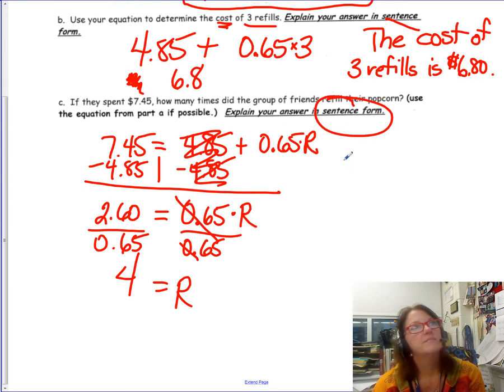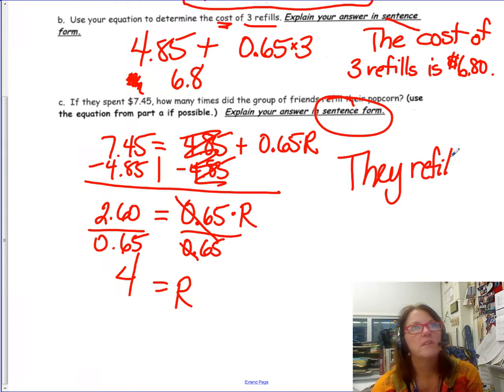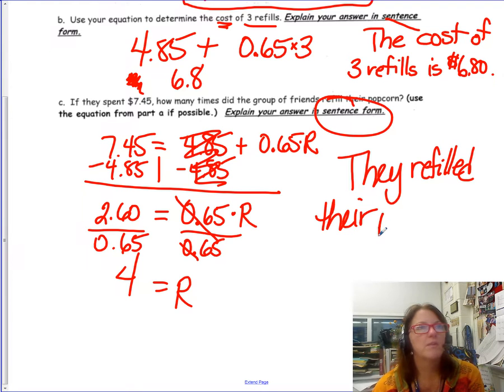Hold on. Sentence form. So how many times did they refill their popcorn? They refilled their popcorn 4 times. There we go.